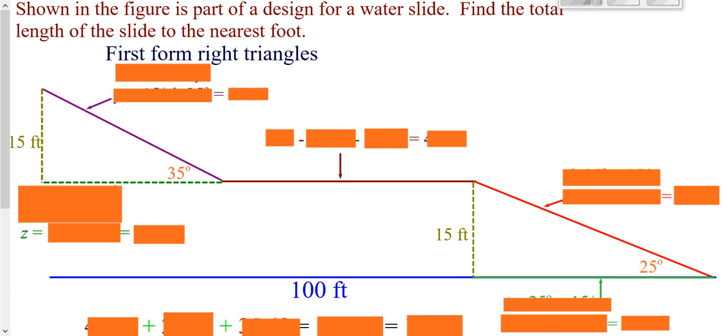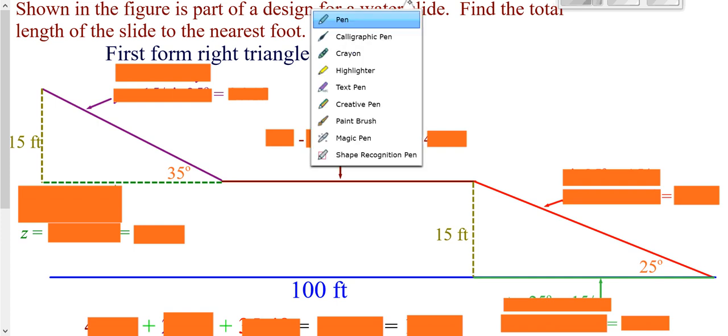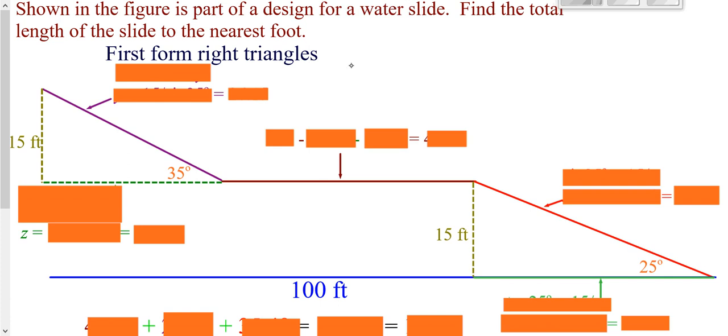So here we have a water slide. Our water slide goes down here, levels out a little bit, and then finishes up. That's your water slide. So for this problem, we need to figure out the length of that highlighted part that I just drew in. I'm going to get rid of that so we can work this out. But first of all, you'd have to figure out, well, what's the length of the purple?